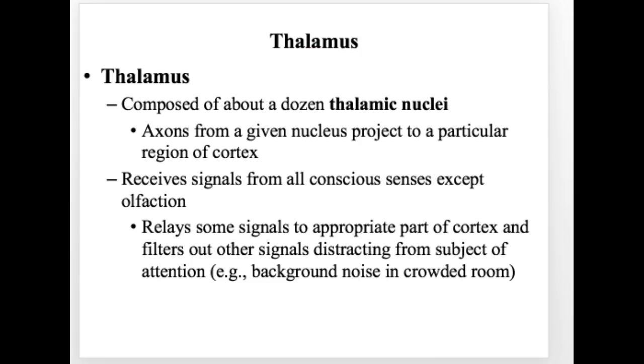The thalamus is known as the relay center. It is composed of about a dozen thalamic nuclei, and axons from a given nucleus project to a particular region of cortex. The thalamus receives signals from all conscious senses with the exception of olfaction. Again, it's known as the relay center, which means that it relays signals to the appropriate part of the cortex and filters out other signals distracting from the subject of attention. For example, filtering out background noise in a crowded room.